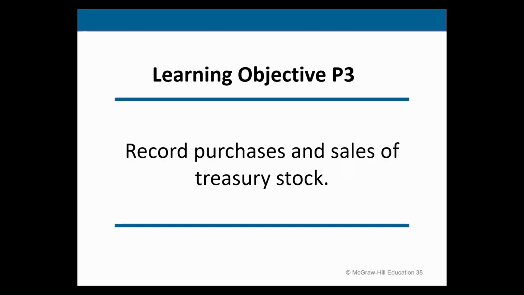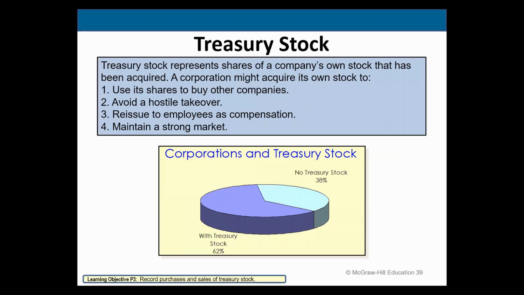So now to record the purchase and sales of treasury stock. Corporations buy back shares of their own stock for several reasons: to use their shares to acquire another corporation, to avoid a takeover of the company, to give them to employees as compensation, and to maintain a strong market for their stock or to show management confidence in the current price.